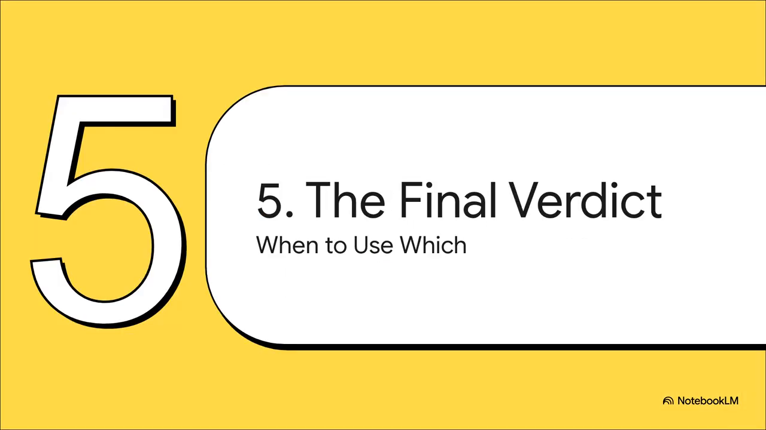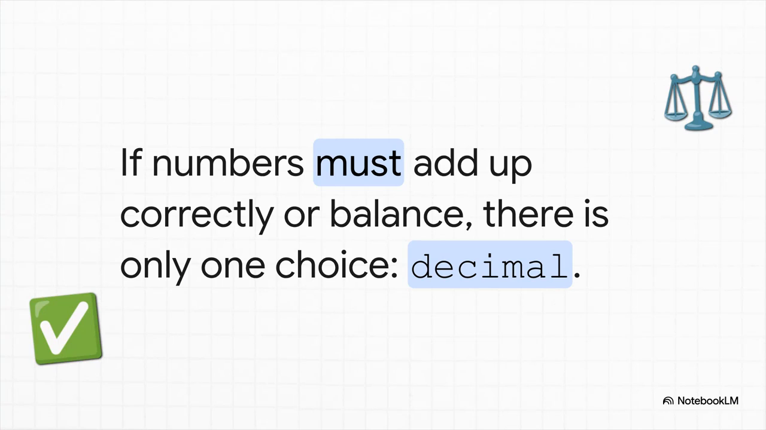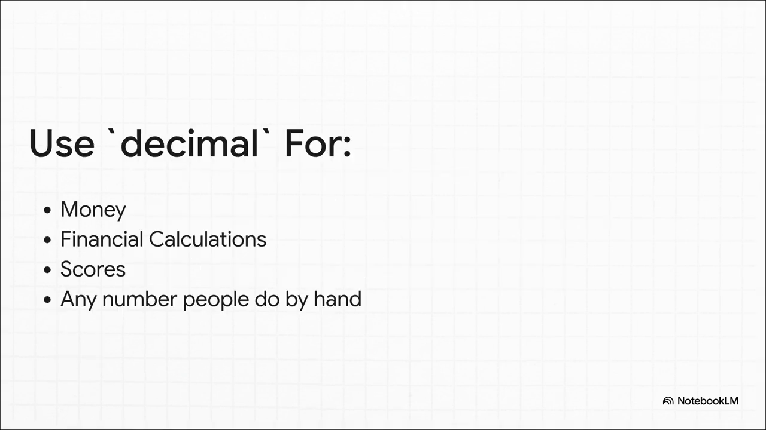So after all of that, it's time for the final verdict. What is the one unbreakable rule we should take away from this? And the rule is refreshingly simple. If your numbers absolutely must add up correctly, if they have to balance perfectly with 0 errors, there is only one choice. End of story. So what are we talking about here? We're talking about money, of course. We're talking about financial calculations, even things like high scores in a game. Basically, any number that a human would calculate by hand and expect to be absolutely, positively, 100% exact.